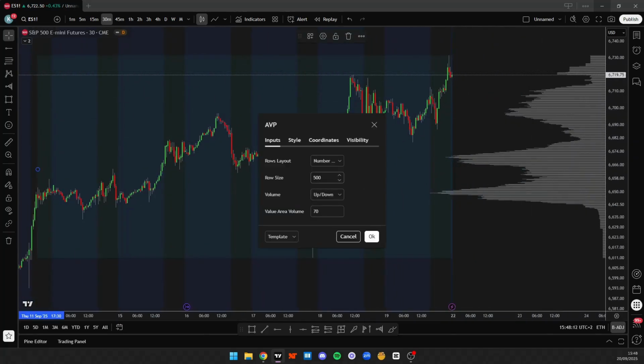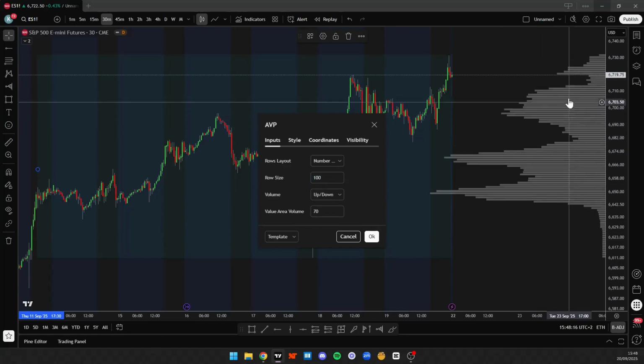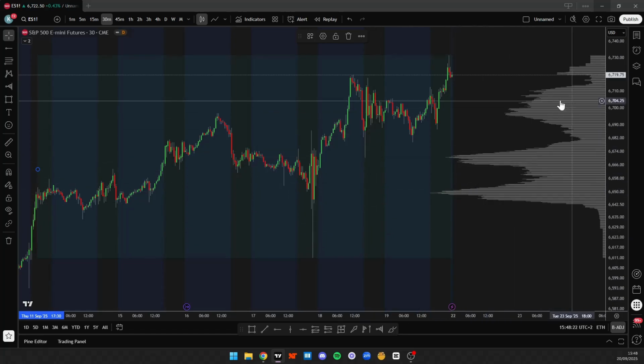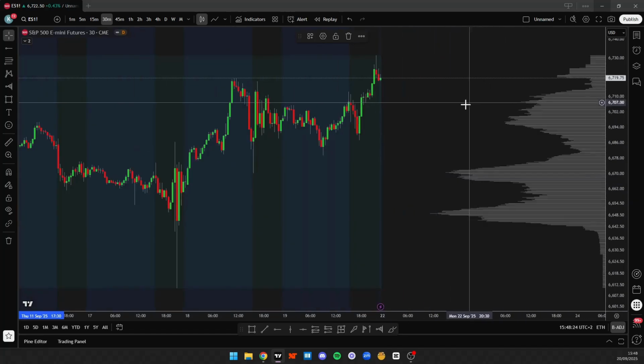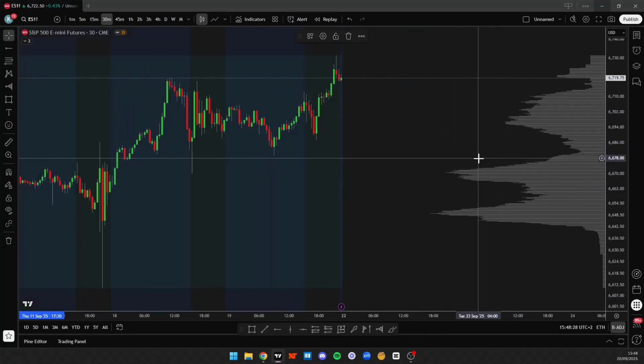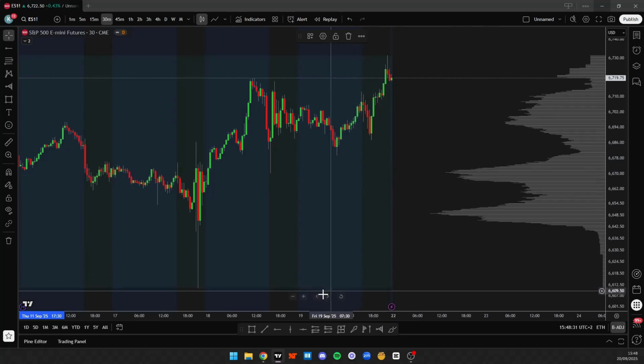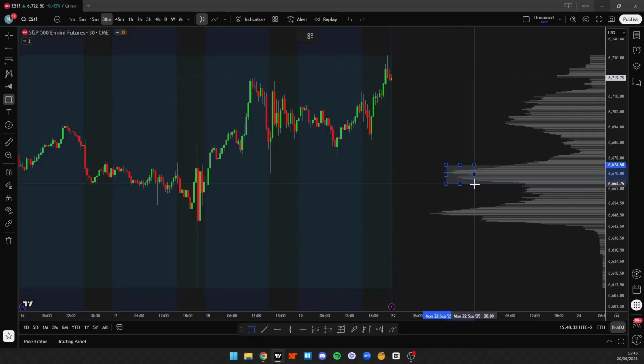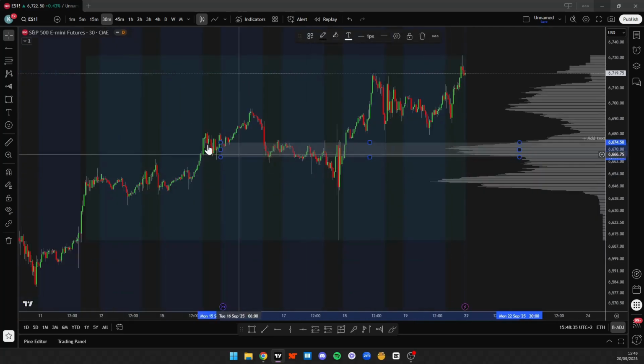Then you can see all the volume by price, and you can adjust this depending on the number you put. If we put, for example, 100, you will just see bigger blocks of volume. So I like to keep it a lot thinner. So 500 is just a random number. It's just what looks good to me. And here you can see where most volume is transacted on certain price levels. So you can see this range right here is a high volume area.